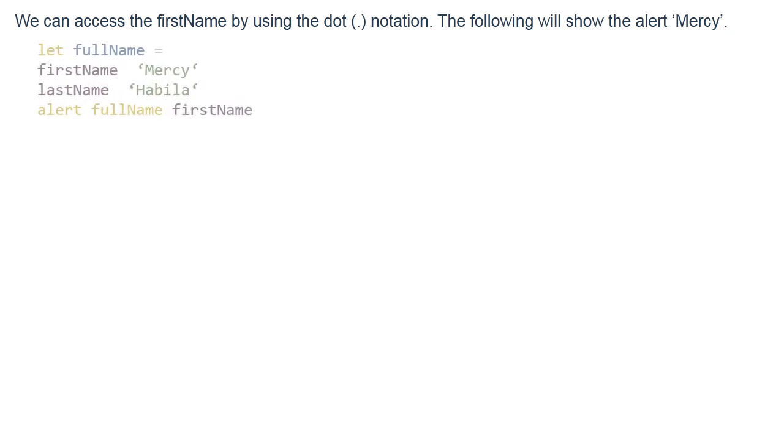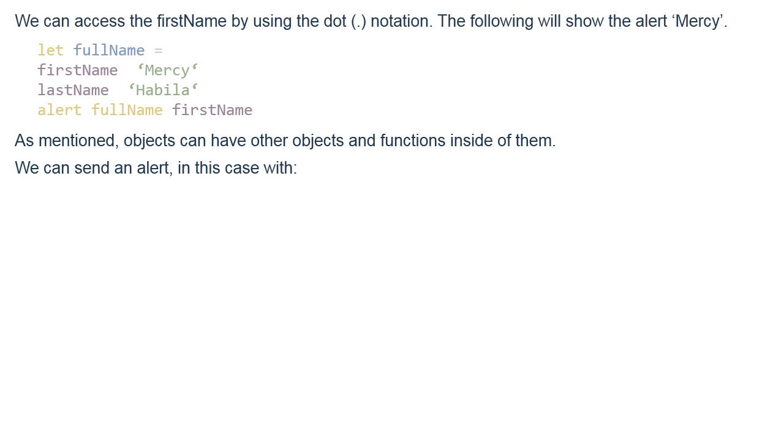let fullName = { firstName: "Mercy", lastName: "Habila" }; alert(fullName.firstName). As mentioned, objects can have other objects and functions inside of them.